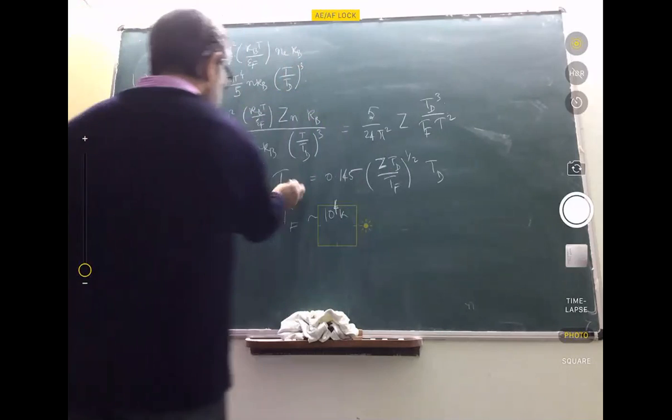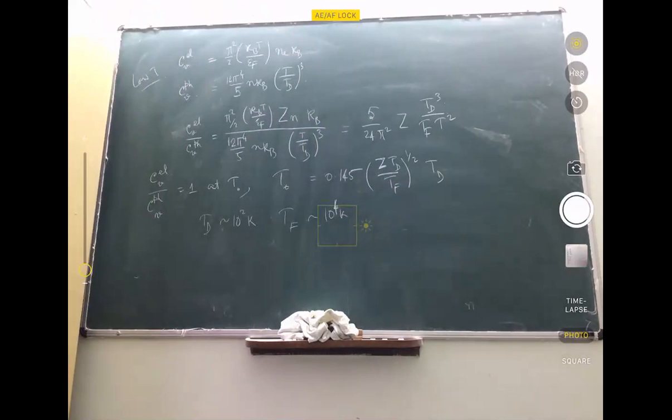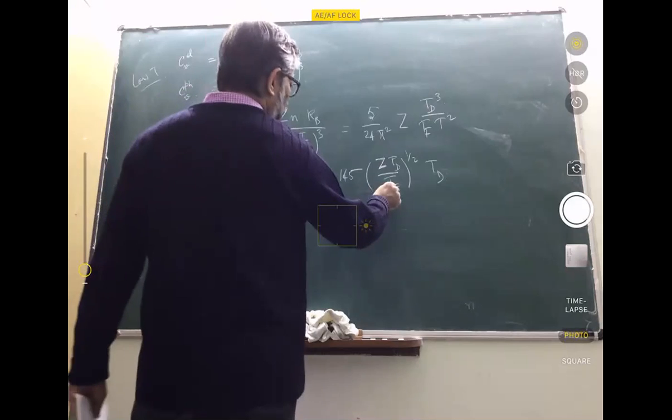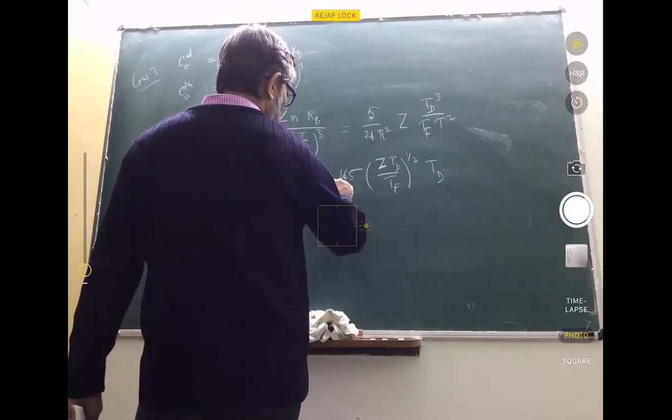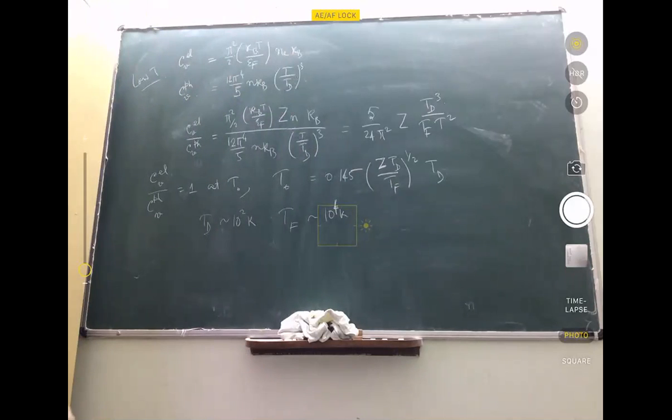So T naught, okay, first of all, T naught is a small fraction of T, a number less than 1. I'll get something like 0.1 from here, there is a 0.1 here, so it's 10 to the minus 2. So T naught is something like 10 to the minus 2 of T_D, the Debye temperature. That is point number 1.